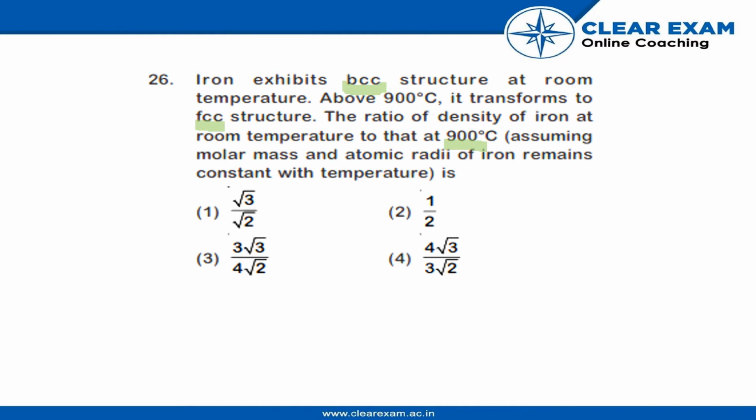assuming that molar mass and atomic radii of iron remain constant with temperature, is: first, root 3 by root 2; second, 1 by 2; third, root 3 upon 4 root 2; fourth, 4 root 3 upon 3 root 2.